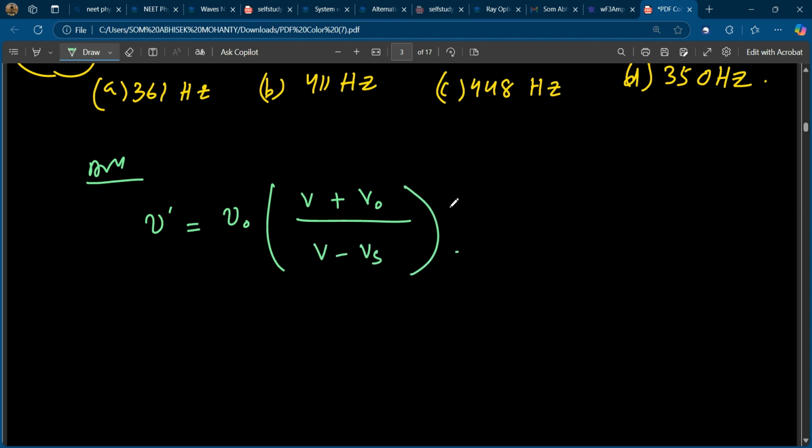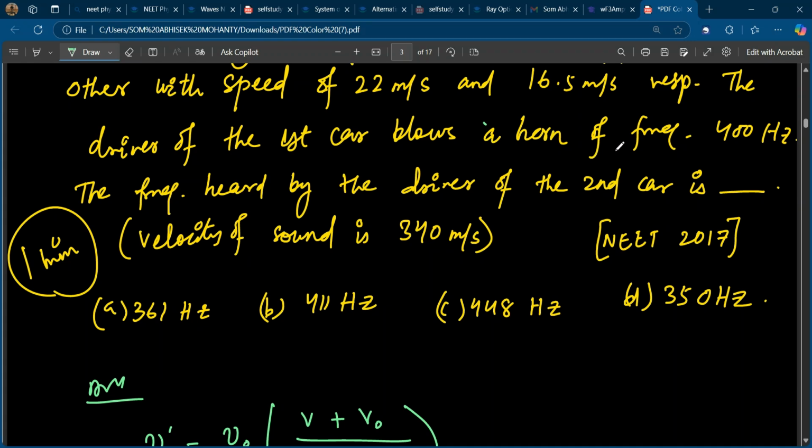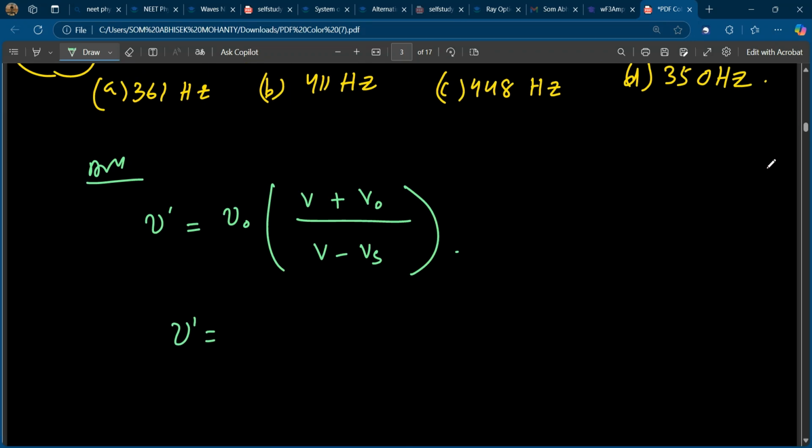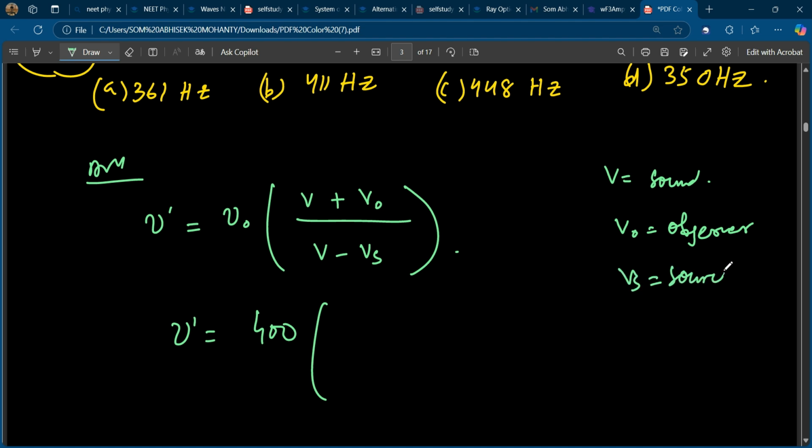Yeah. So everything is given in the question, right? Nu bar is equal to the original frequency. What is the original frequency? 400, right? V is the velocity of sound, V naught is the observer and Vs is the source. So V is the velocity of sound, which is 340, given in the question.